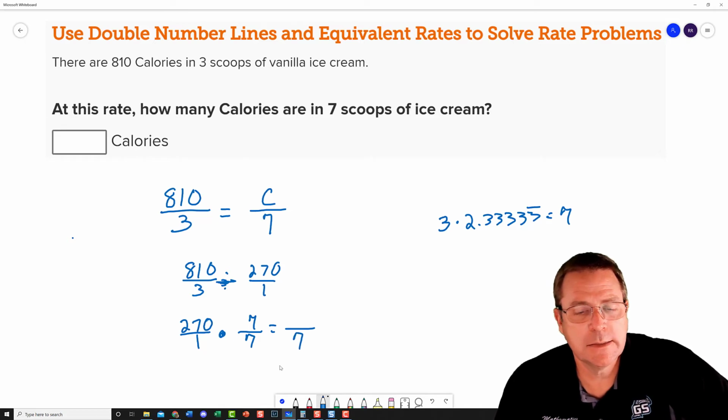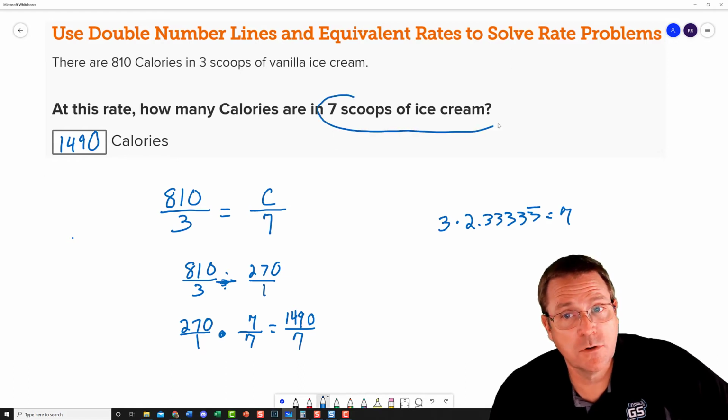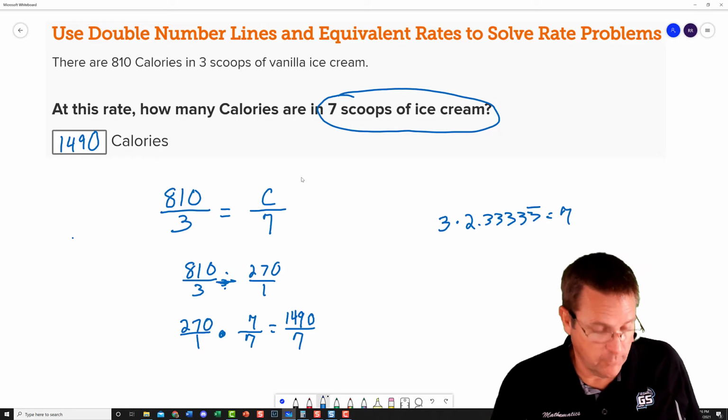And now I can see that 7 scoops of ice cream is going to equal 7 times 0 is 0. 7 times 7 is 49. 7 times 2 is 14. Plus the 4 is going to be 18. So the magic answer is going to be 1,490 calories for 7 scoops of ice cream. Moral to that story, don't eat 7 scoops of ice cream.